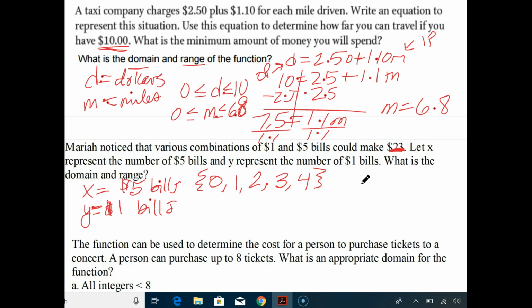Can I write this as an inequality? No. Because an inequality says that I can have anything between. So that means I can have 1.5 $5 bills or 2.8 $5 bills. That is not an appropriate domain for this problem. So we're going to stop here because this is pretty much where we left off in class, because third block got to the range, but then they were getting confused. So we're going to stop there and we're going to say we're done.